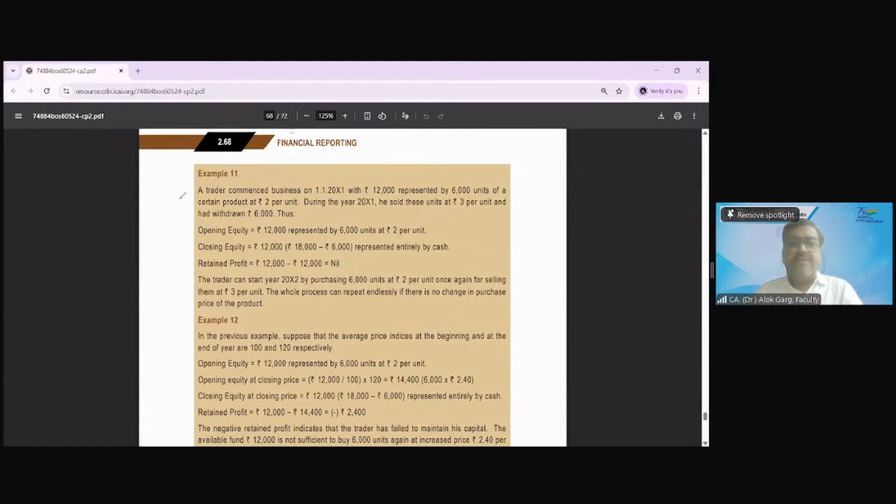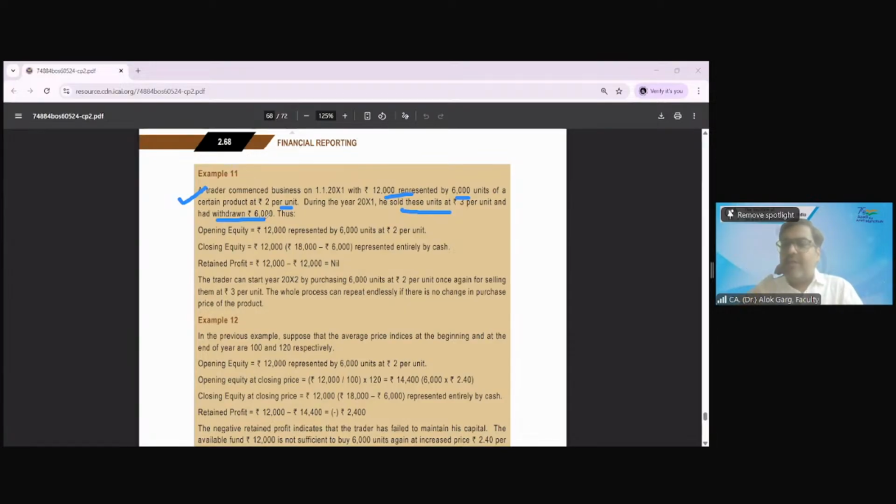A trader commenced a business on 1st January 2001 with rupees 12,000 represented by 6,000 units of a certain product at rupees 2 per unit. So he has invested 12,000 rupees of capital. He has purchased 6,000 units of material at the rate of rupees 2 per unit. During the year, he sold these units at 3 rupees per unit and withdrew rupees 6,000.